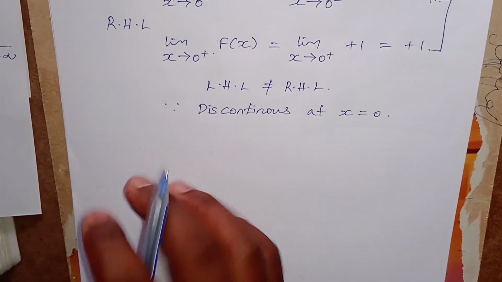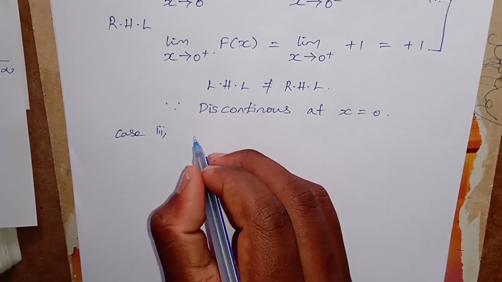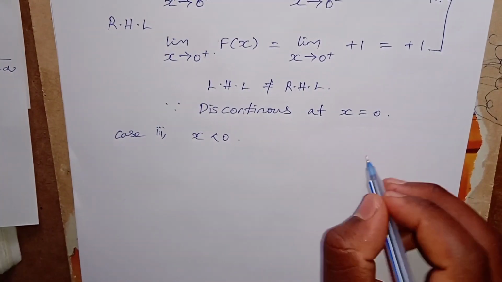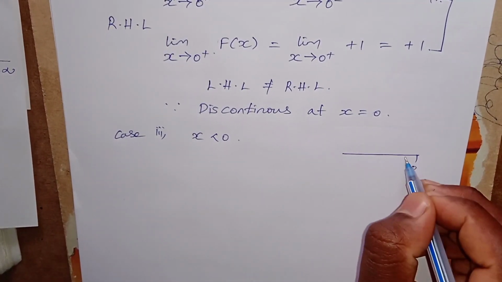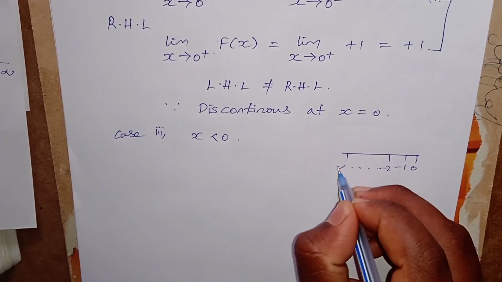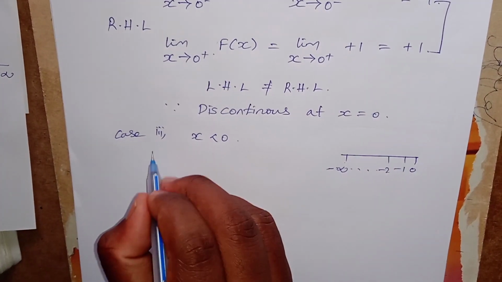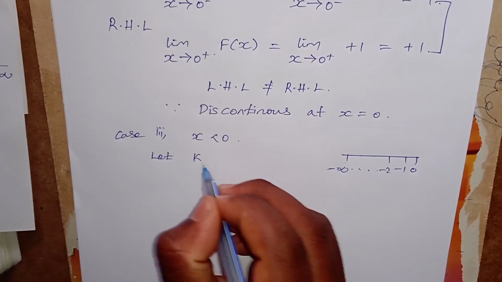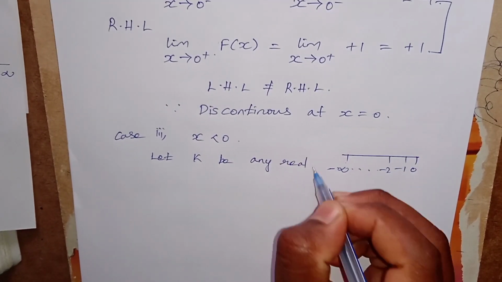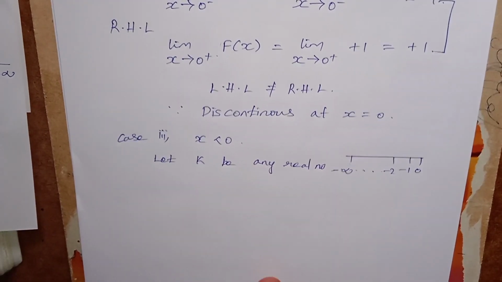Next, case 3, x less than 0. Here it is general. In general, 0, minus 1, minus 2 up to minus infinity, you can take any value, so I am taking let k be any negative real number.